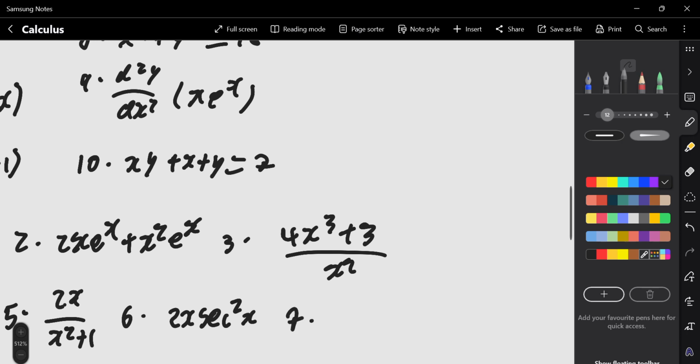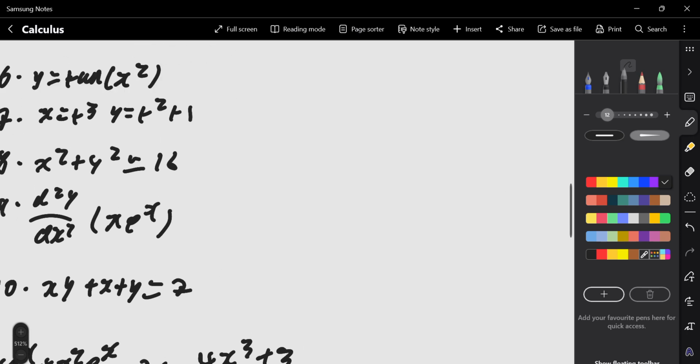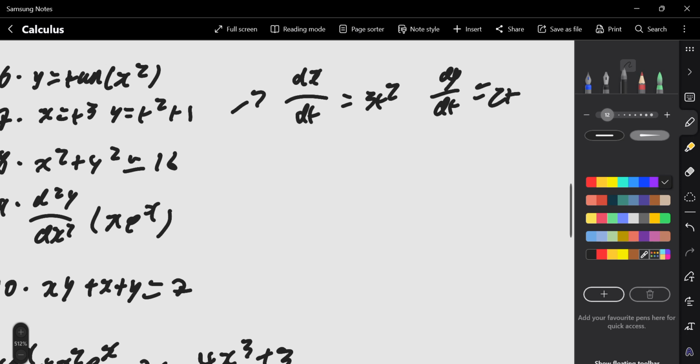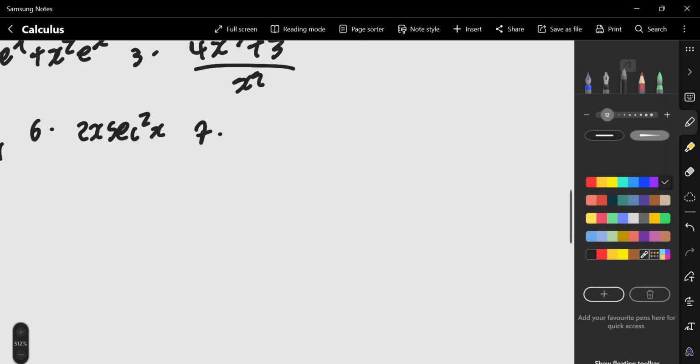Number 7, x equals t cubed. So let's do it here, actually. dx by dt equals 3t squared, and dy by dt is going to be 2t. So 1 over that, so 1 over 3t squared times 2t. Your answer is going to be 2t over 3t squared. You can cancel the t and get 2 over 3t, or 2/3 t. So your answer is going to be 2/3 t.